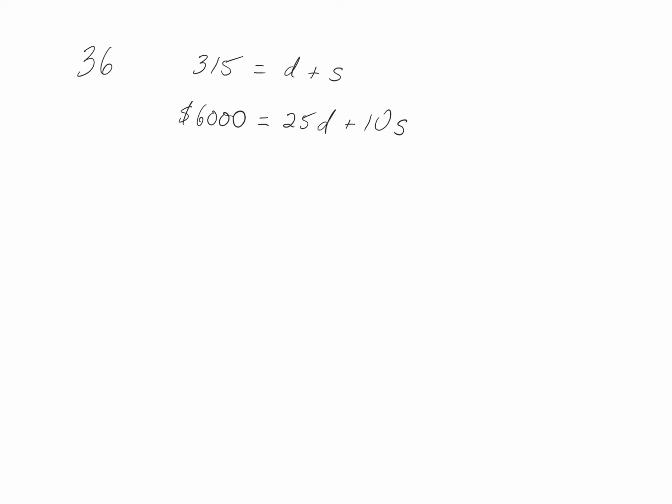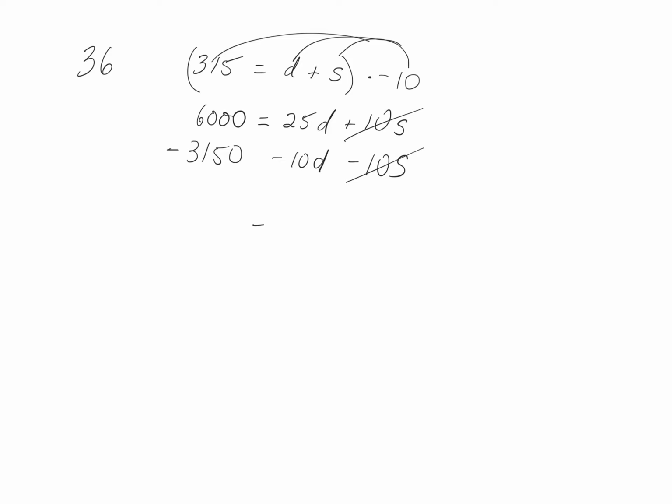Now we have a set of linear equations written in standard form. I'm going to ignore the dollar sign for now. I'm going to multiply this upper equation by 10. Perhaps I'll multiply it by -10, and then I can add the equations. The 10 distributes to everything, leaving me with 3,150, except that's negative, minus 10d, and minus 10s. When I add the equations, these are gone, and I get 15d, and I get 2,850. And I need to just divide to get the number of dresses.